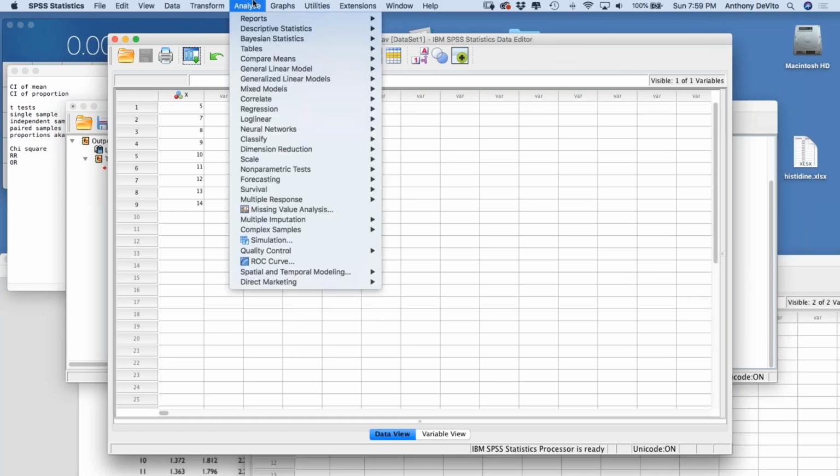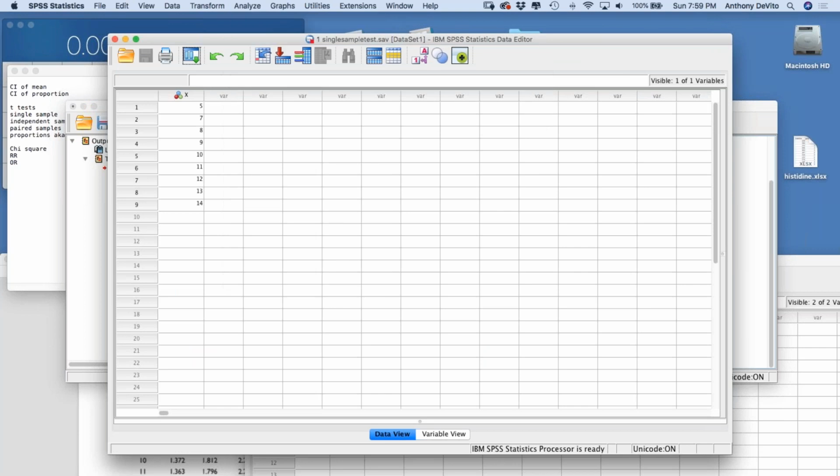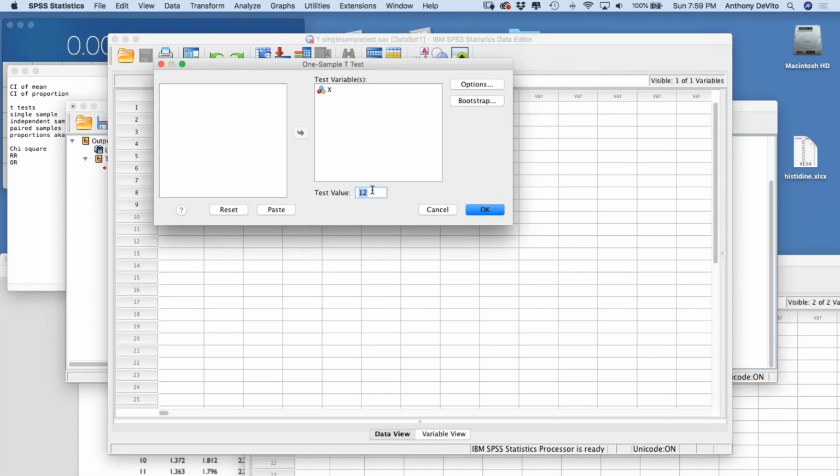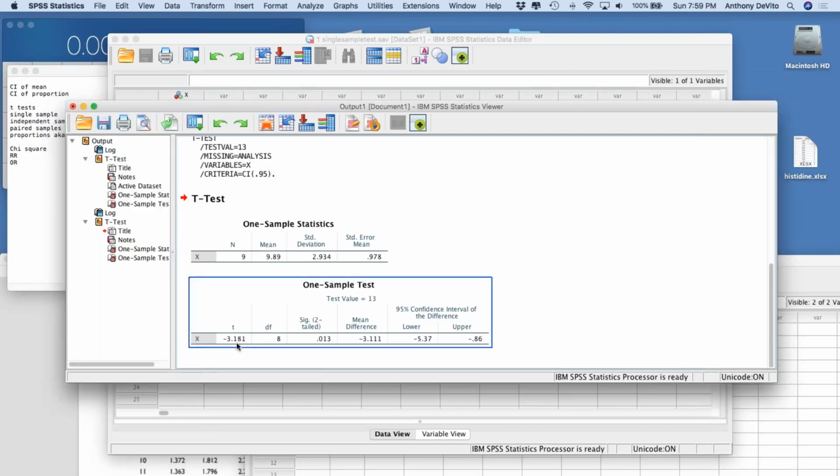Let me do it again. Analyze, compare means, one sample t-test. I'm going to change that to 13, and we know we're going to succeed because we did it in Excel. And there we are. And look, there's the p-value that we calculated before. Our p-value, our significance, is less than alpha, less than 0.05. So we reject the null hypothesis.